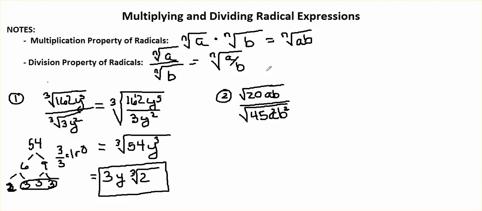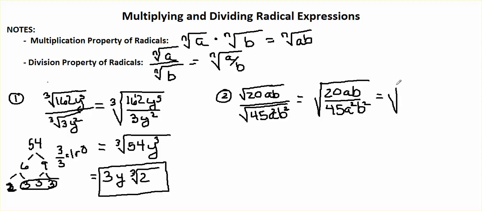So let's move forward and take a look at our example 2. So here we're taking a square root and we have a square root. So according to our division property, we can combine that under one square root symbol. And when we do, let's go ahead and simplify our fraction underneath our square root. The first thing we're going to do is simplify our numbers. What goes into both of those? Well, we know 5 goes into both of those. So if we put 5 into 20, we get 4. And if we put 5 into 45, we get 9.